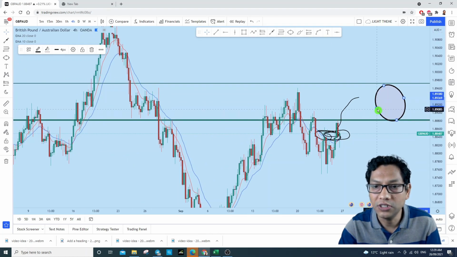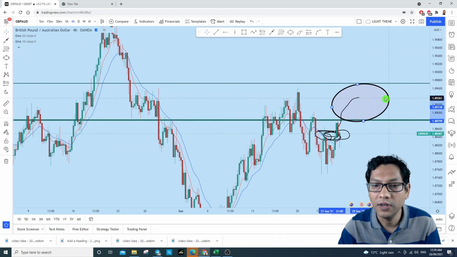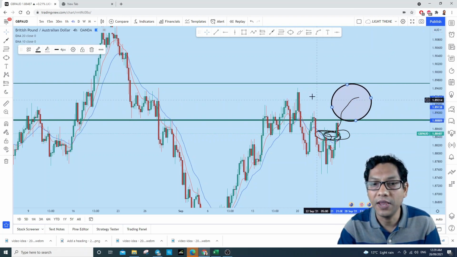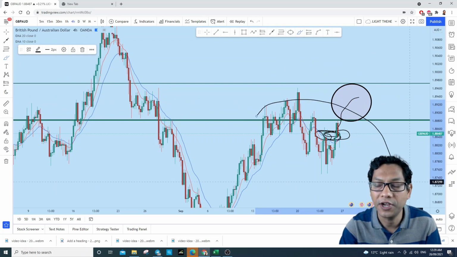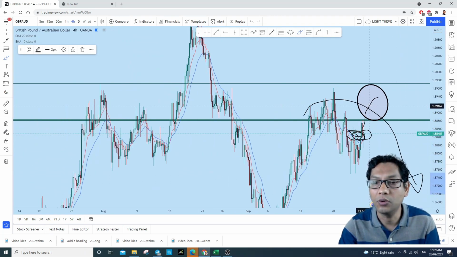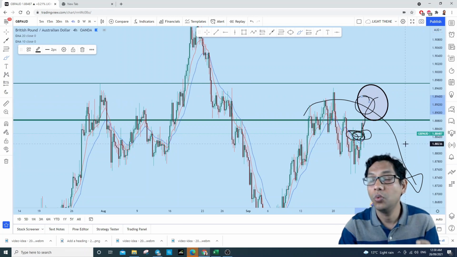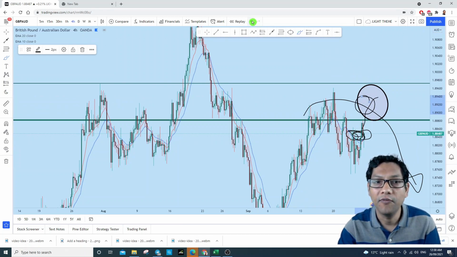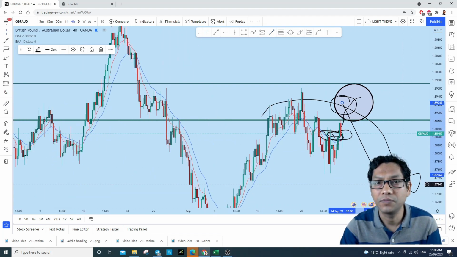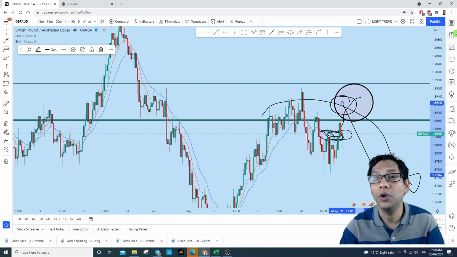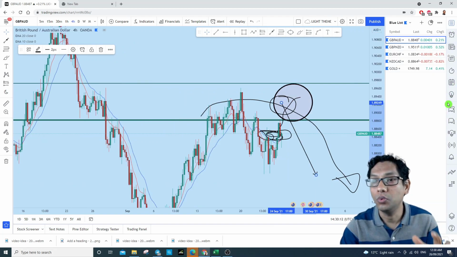At this point, this is the zone on the 4-hour where the price will be coming, because the price is likely to come here to complete a head and shoulder pattern and drop to the downside. So this is the zone where we will be looking for a potential short opportunity with a very good risk to reward ratio. Okay, now let's jump on to another currency pair, which is EURCHF.